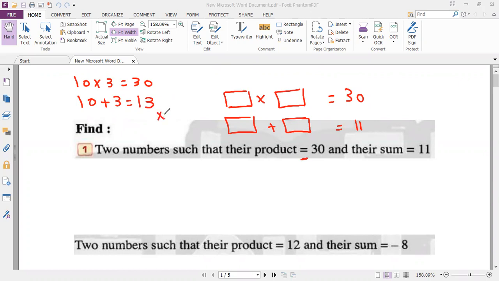So try another trial. We can take 5 and 6. Let's check 5 and 6. 5 multiplied by 6 equals 30. This is the product. And the sum is 11. So 5 plus 6 equals 11. So the two numbers are 5 and 6. When multiplying them, we get 30, and when adding them, 5 plus 6 equals 11. Okay, the next one.